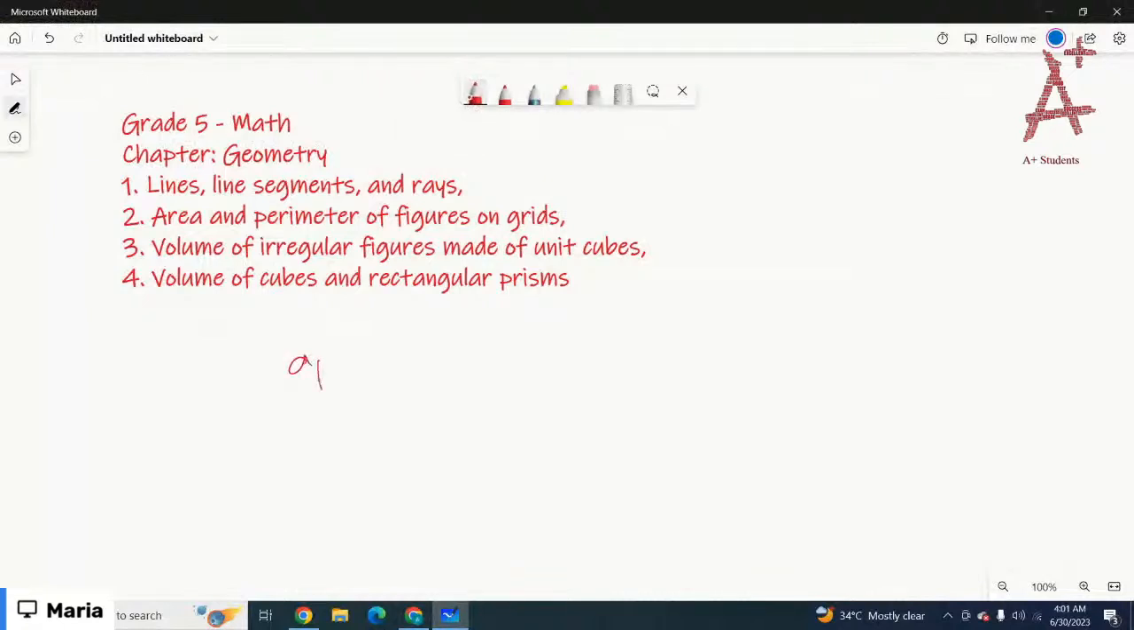You can find all the lessons on aplusstudents.com. You have to log in there using your email address and password as provided by the administrator. Then you have to select math from the subject tab. Scroll down to grade 5 and then click on view all lessons. There you can find a list of the chapters.